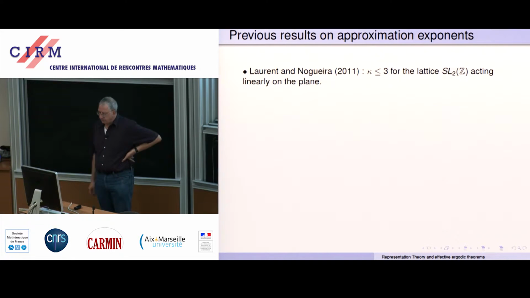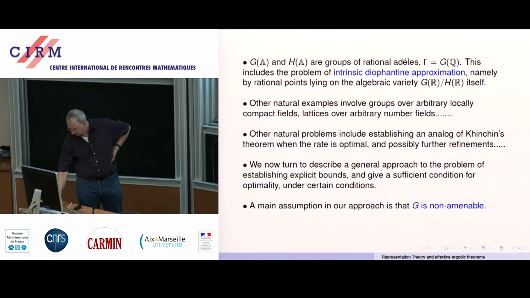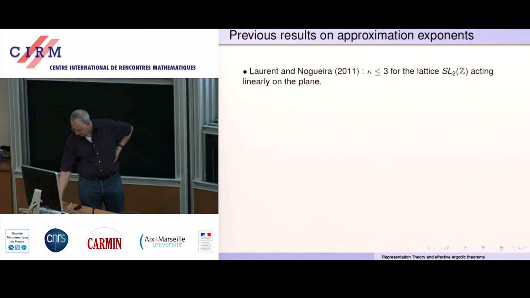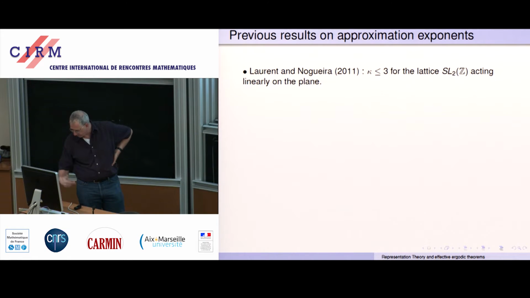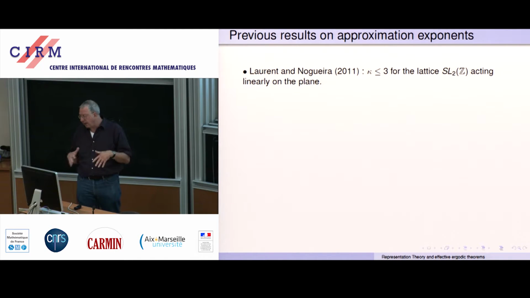So, some previous results on approximation exponents. Lauren and Noguera in 2011... okay, I have some issue here with the zeta and the kappa. Kappa, I hope, will be defined in a moment. I thought it was already defined. In any case, Lauren and Noguera established this polynomial bound. And the zeta, they have bounded by 3 for a very simple, and really one has to say a classical case. You simply look at the group SL2(Z) acting by linear transformations on the plane.